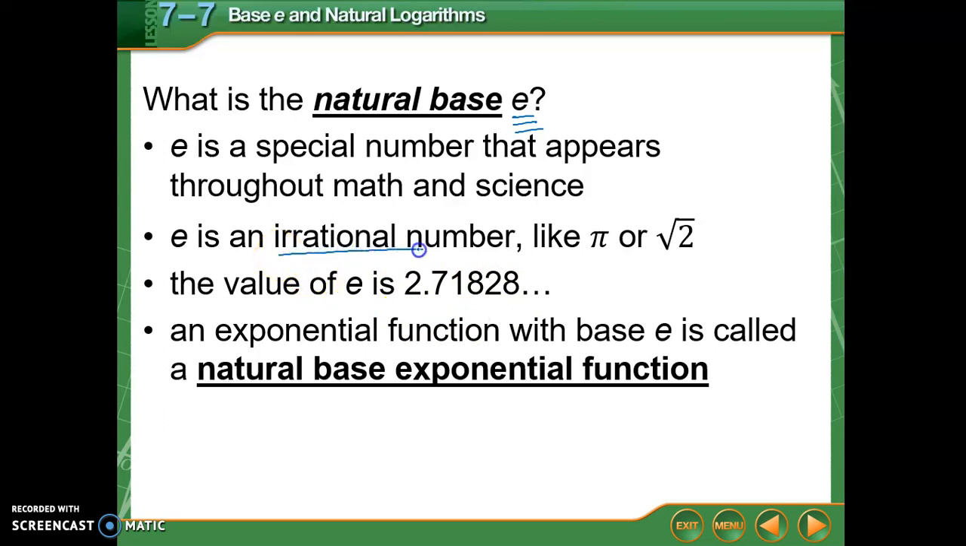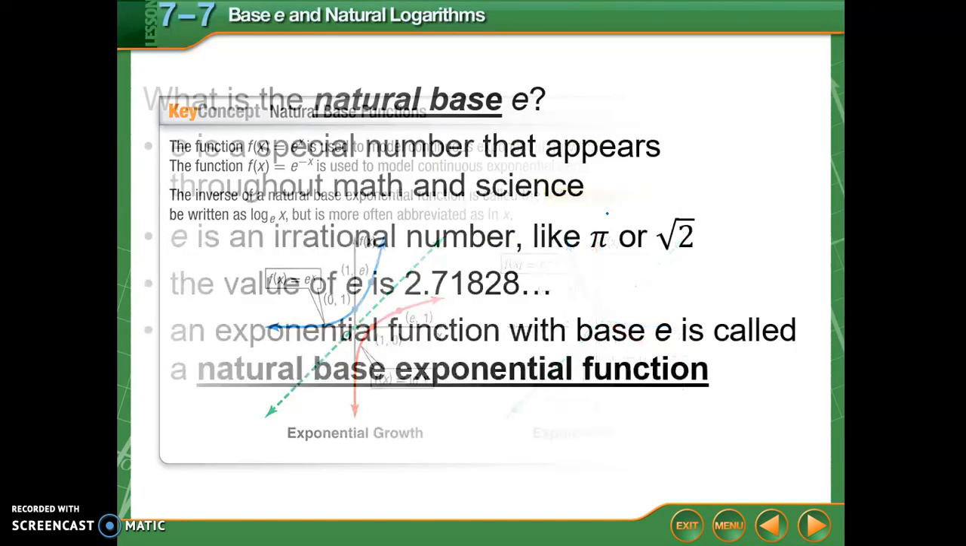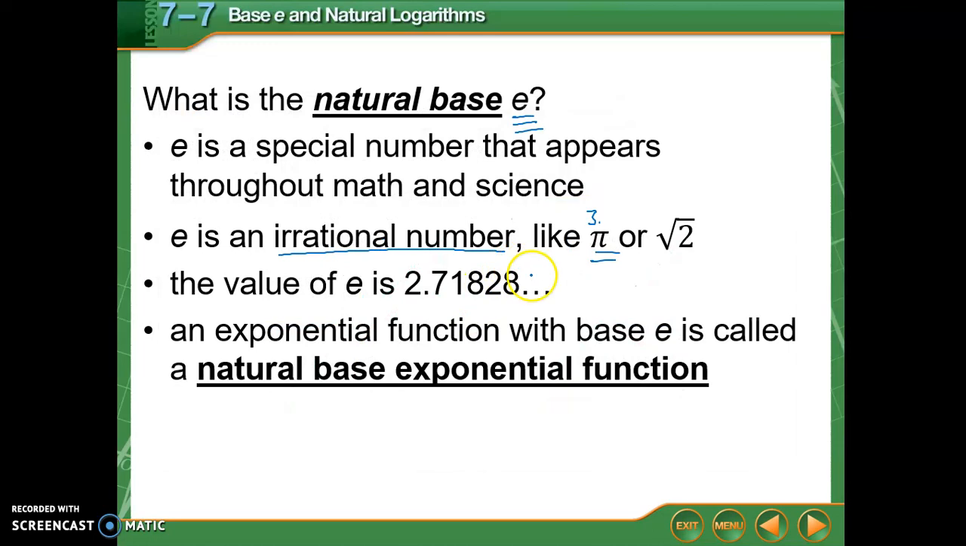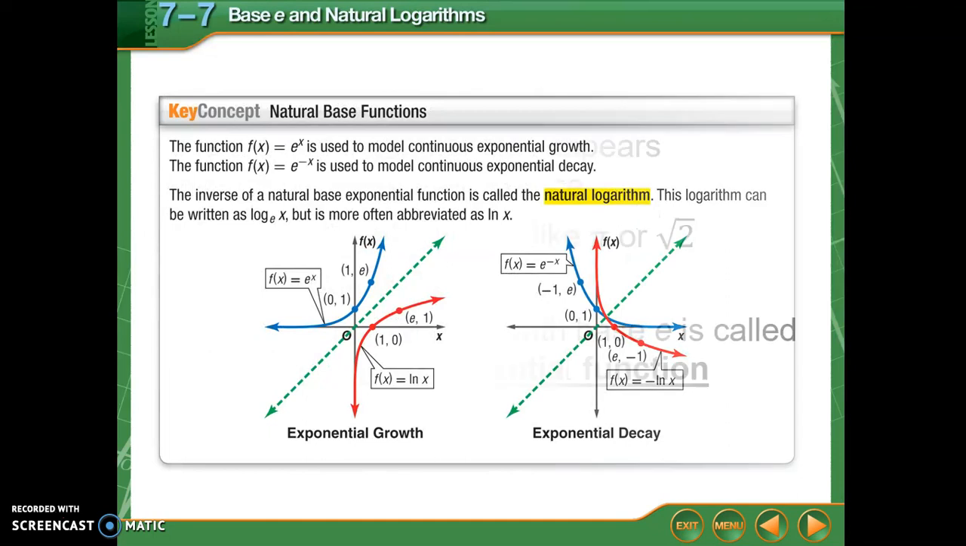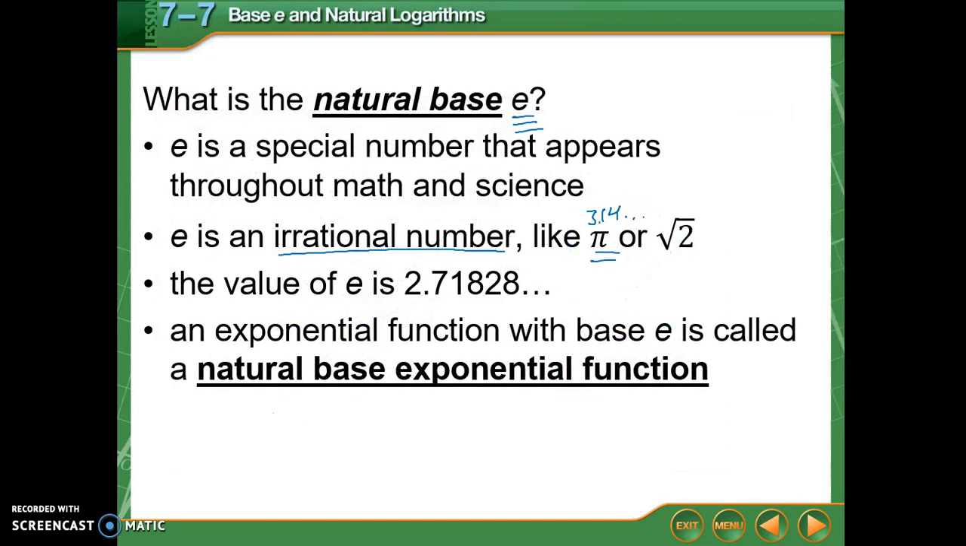E is an irrational number. So it's just like pi. We know that pi is a number. It's 3.14 and so on. Goes on forever. Or the square root of 2. We know the square root of 2 is an irrational number. And e is also an irrational number. So when you see e in math, it is an irrational number, and its value is 2.71828 and so on. Remember, irrational numbers go on forever without repeating.